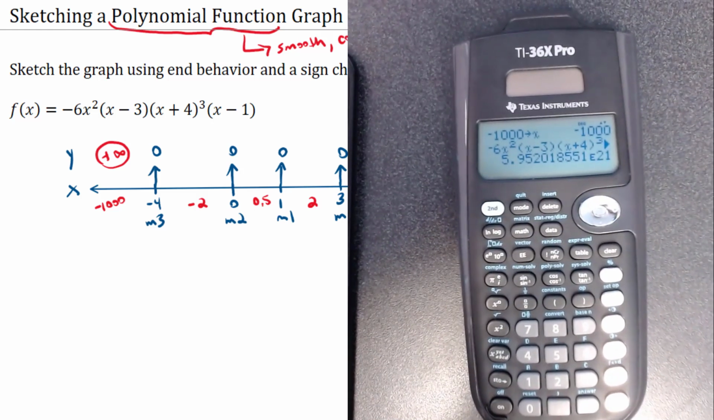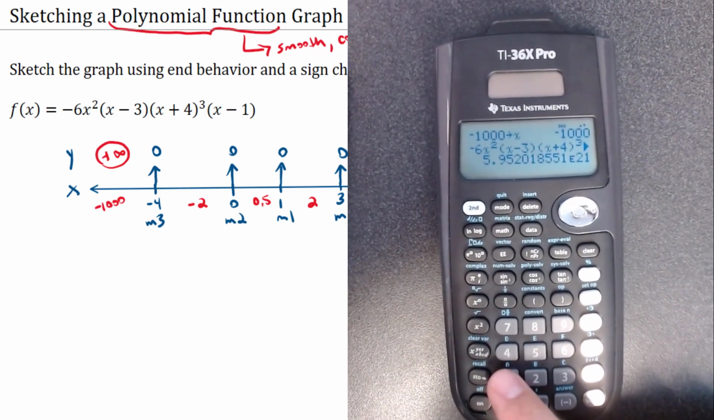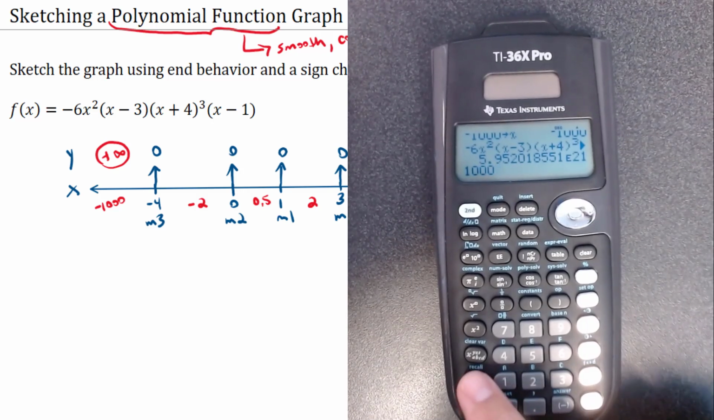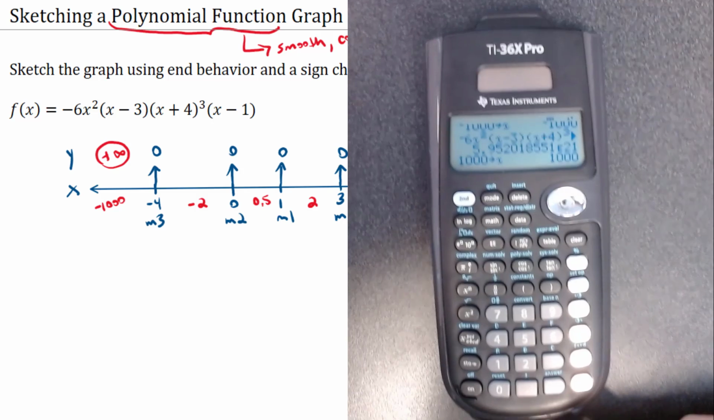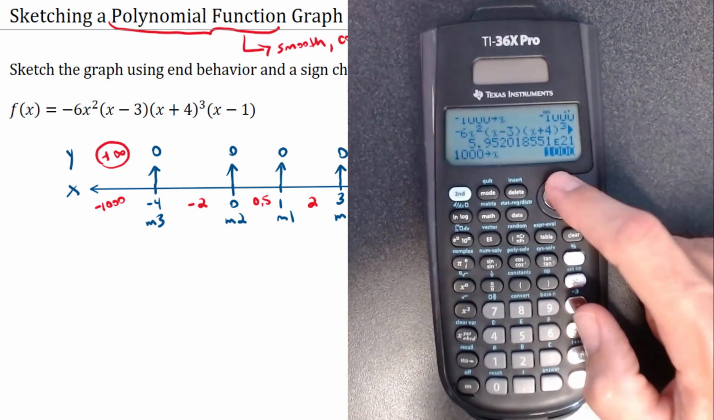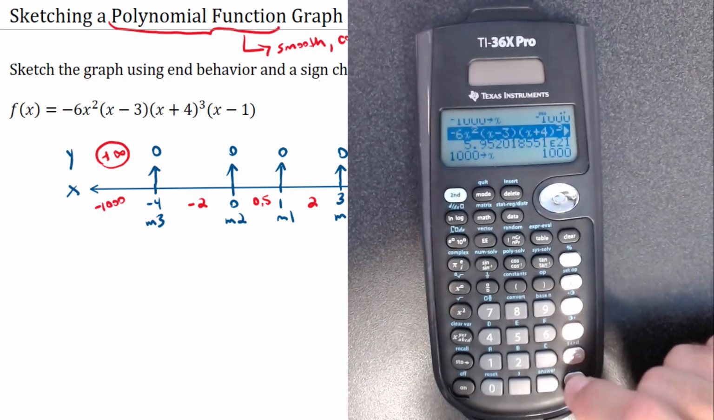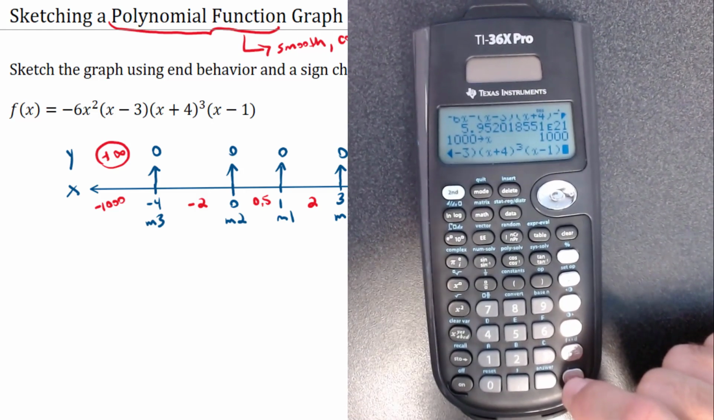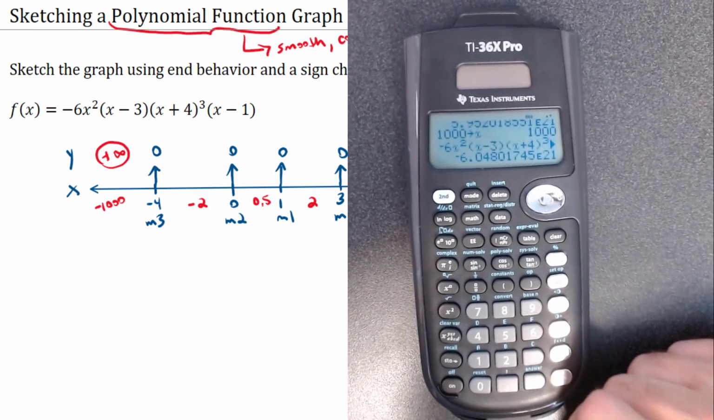So now I need to put positive 1,000 in for x. I'm not gonna hit clear or anything. I'm just gonna type 1,000, store x, enter. And I don't have to retype my function. I can just use the up arrow to go find what I typed before. Once it's highlighted, I can hit enter and it will retype it. Then if I hit enter again, it will calculate the new value of that function when x is positive 1,000.